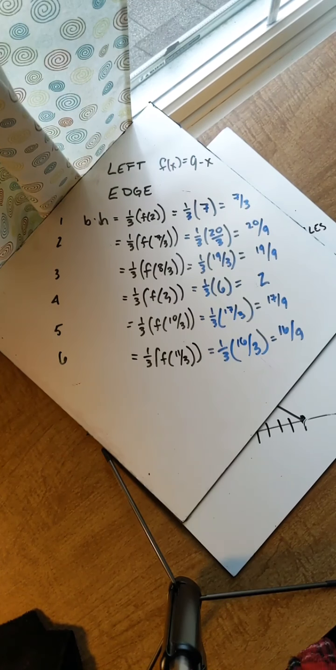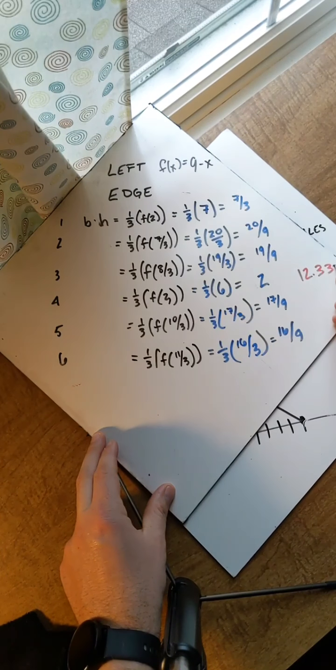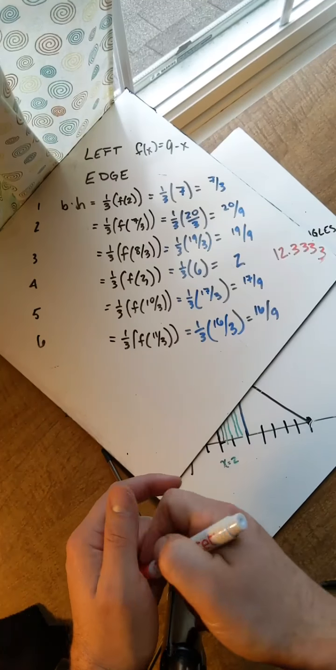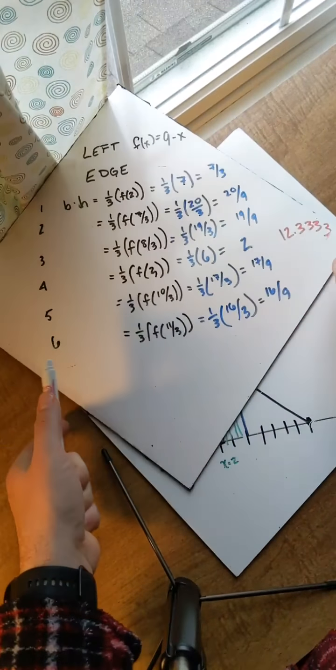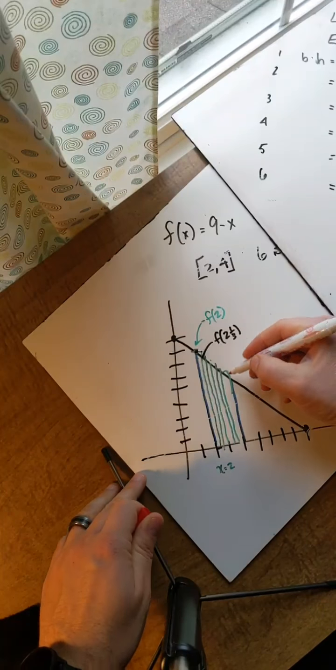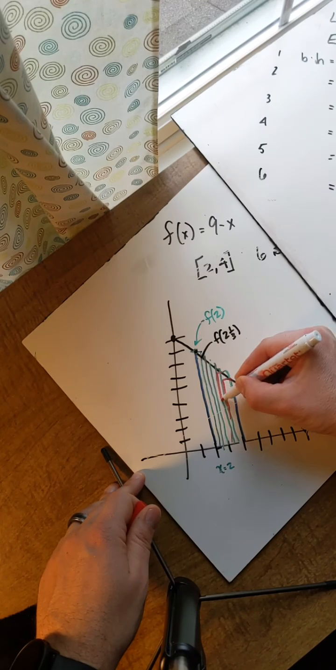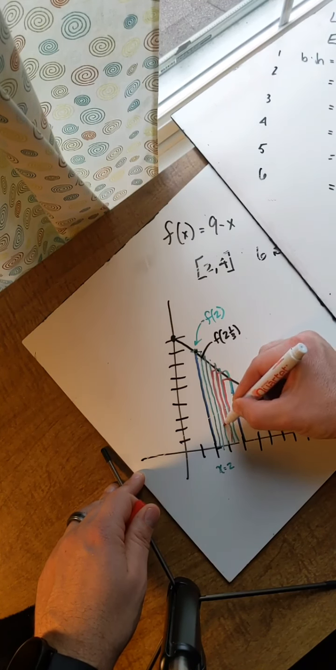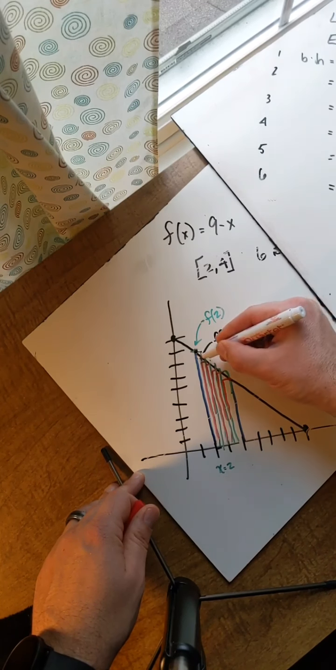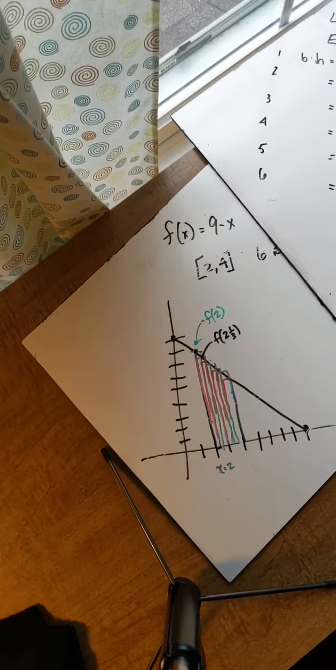Okay, so that's the left edge. Now I'm going to leave this information up here because it's going to be really useful. 12.333. Because if we want to do the right edge, what we're going to do is start at the end here and work our way over from the right, and we'll probably notice a couple things happening. One thing that we'll notice is that all the widths are still the same.